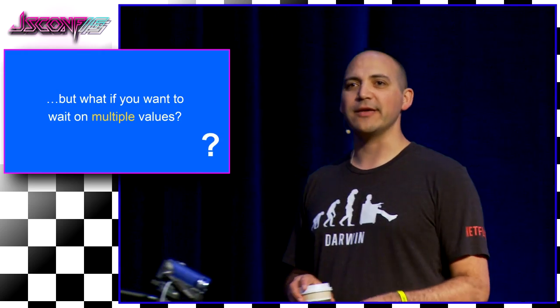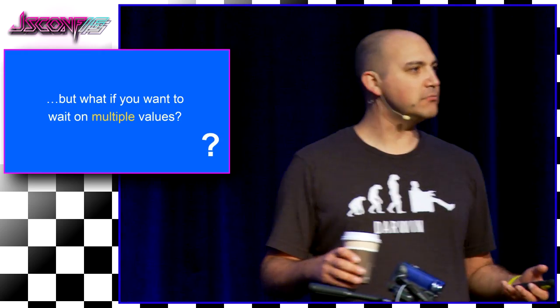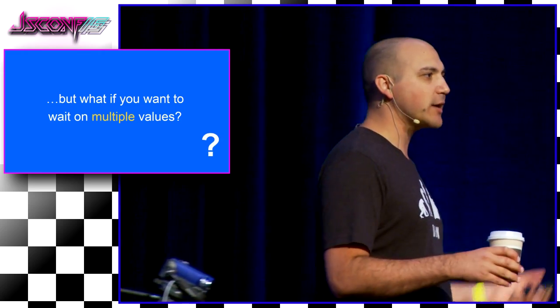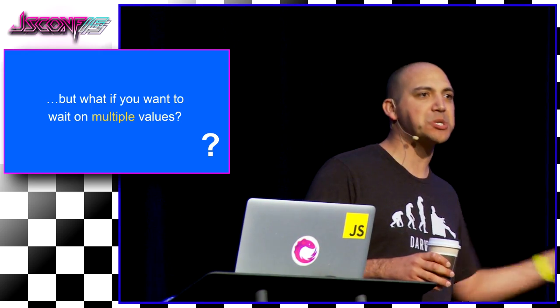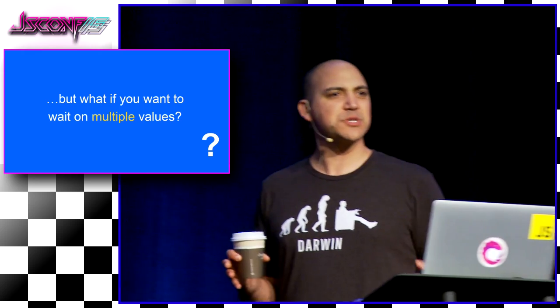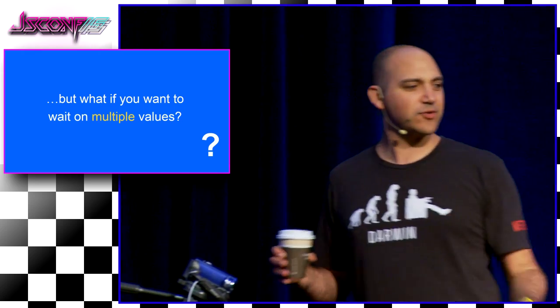But what if you want to wait on multiple values? We await multiple values all the time. WebSockets, DOM events, there are lots of streams of information that are being pushed at us, and there's no real language support for traversing those streams of information.